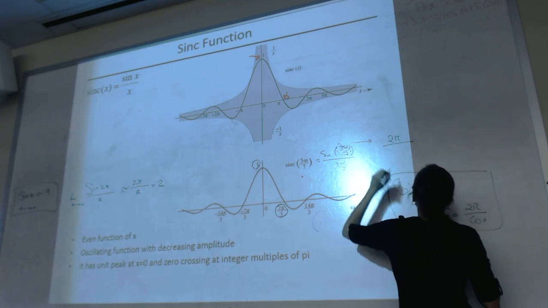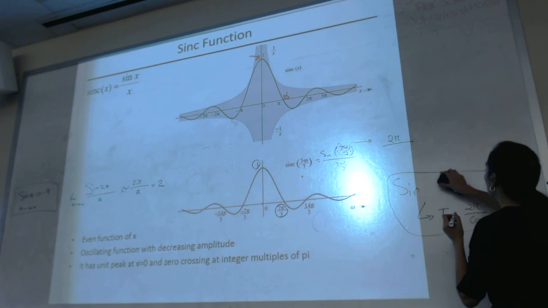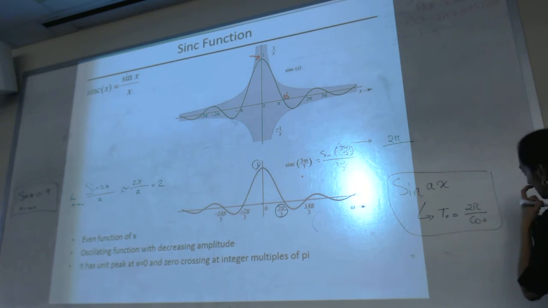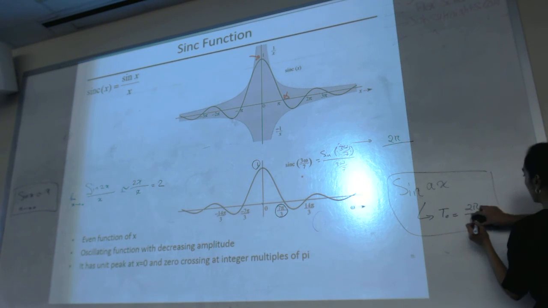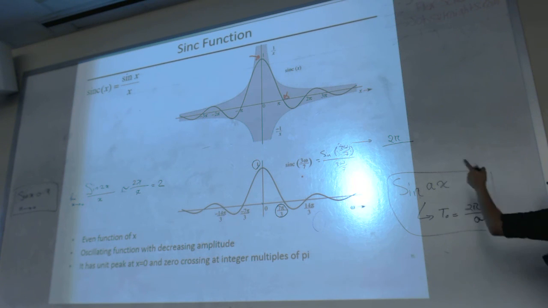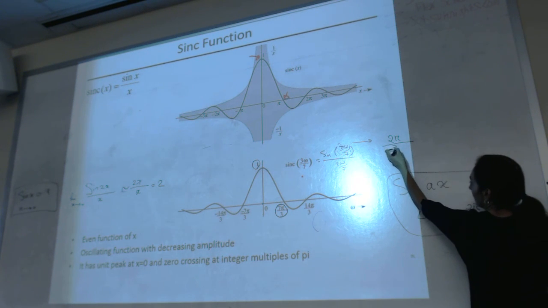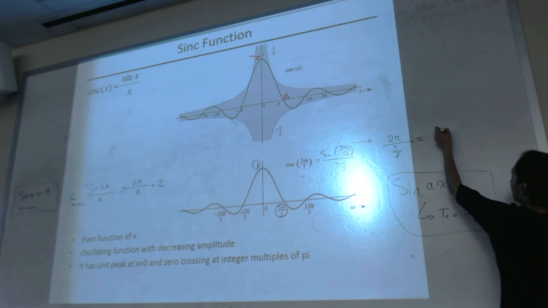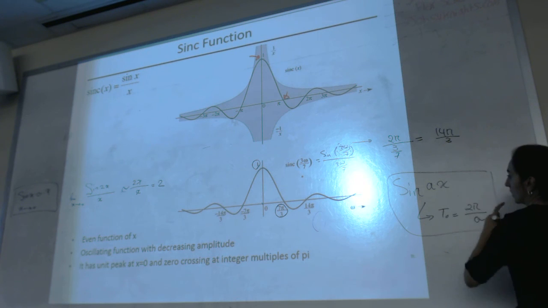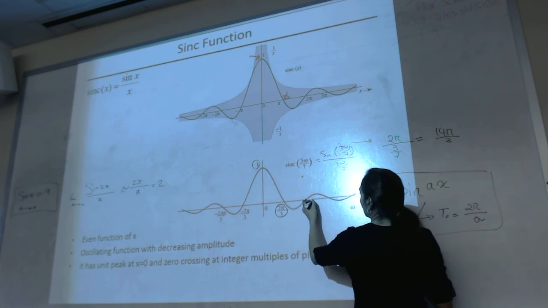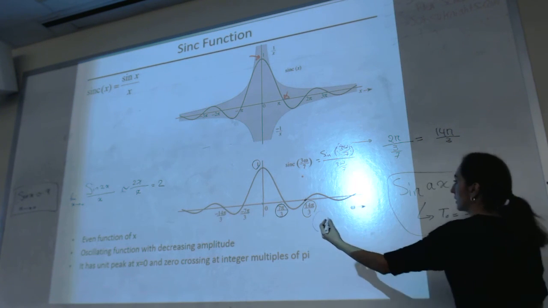So let's call this a. If you have sine of ax, the period is 2 pi over a. Okay? So 2 pi over 3 over 7 gives me 14 pi over 3. But remember, this is the whole cycle. 14 pi over 3 is the whole cycle.